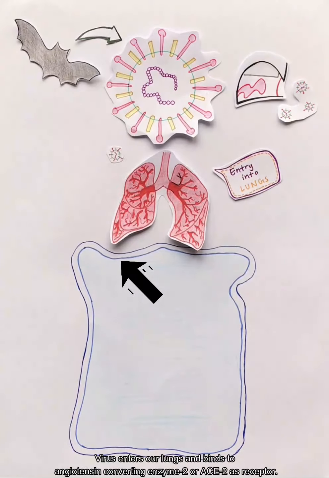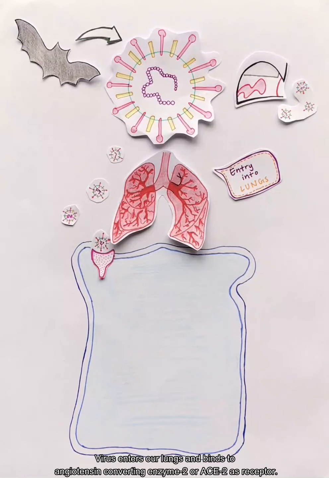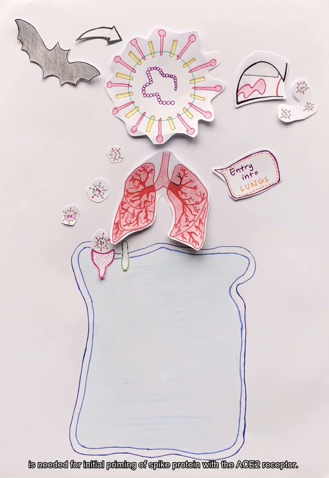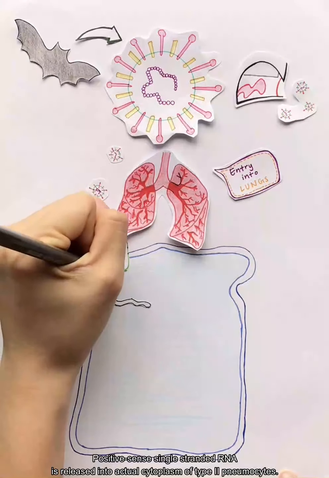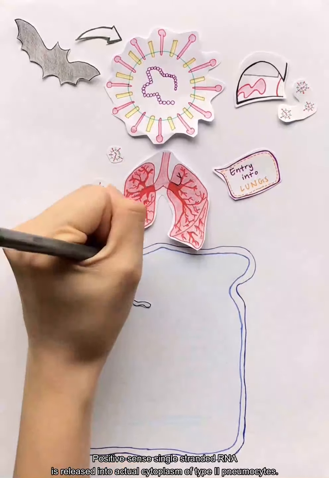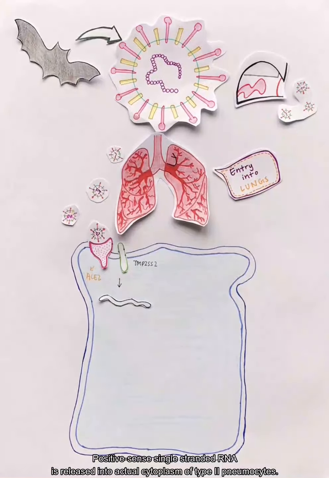The virus enters our lungs and binds to angiotensin-converting enzyme 2, or ACE2, as receptor. Another type of protein known as transmembrane protease serine 2, TMPRSS2, is needed for initial priming of the spike protein with the ACE2 receptor. Once it binds onto the ACE2 receptor, it is endocytosed within the cell cytoplasm. Positive-sense single-stranded RNA is released into the cytoplasm of type 2 pneumocytes.